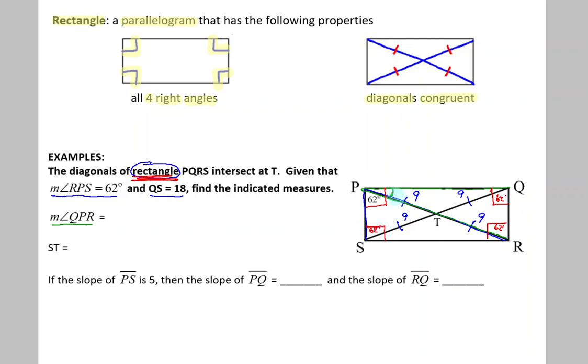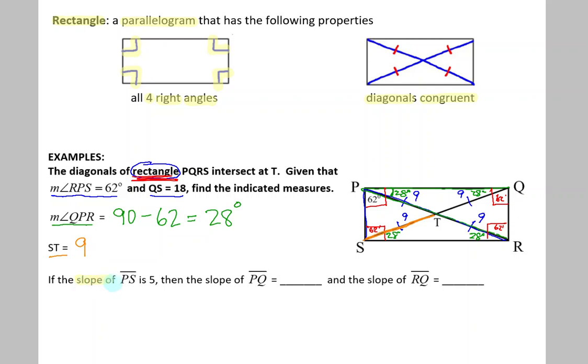Let's figure out how much that acute angle is by subtracting from 90. If this is a 90-degree angle, 90 minus 62 makes 28 degrees. So each of these little acute angles is 28 degrees. It's helpful to label that in the picture in case we need it for later. Next, ST equals, well, ST is this segment right here, and because we labeled it already, we can see that it's 9.